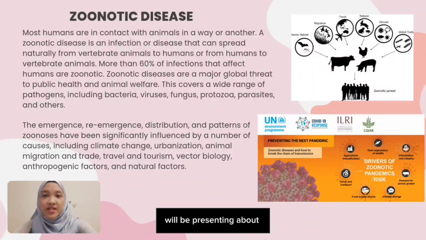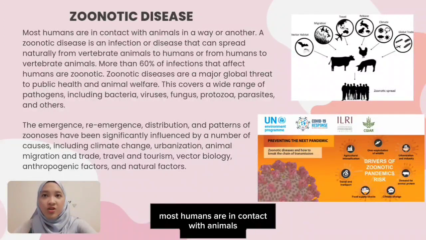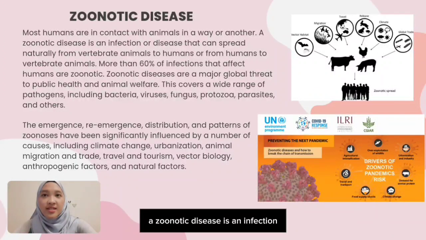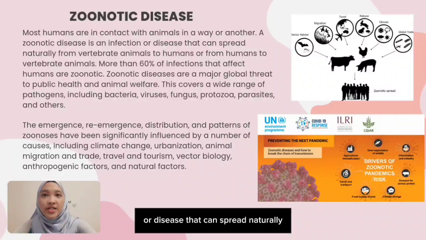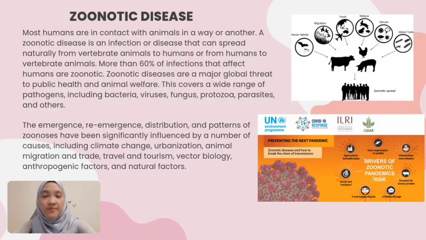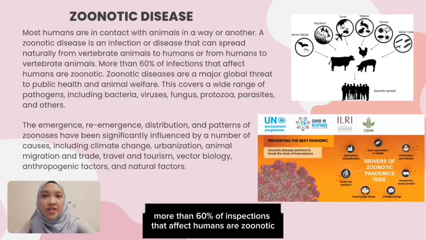We'll be presenting about live animals or livestock zoonoses. For introduction, most humans are in contact with animals in a way or another. A zoonotic disease is an infection or disease that can spread naturally from vertebrate animals to humans, or from humans to vertebrate animals. More than 60% of infections that affect humans are zoonotic.